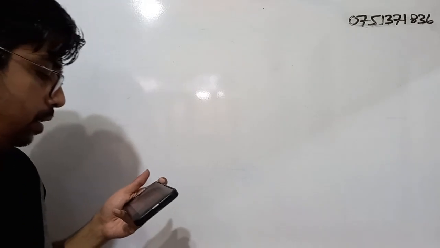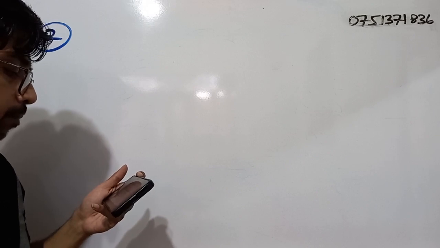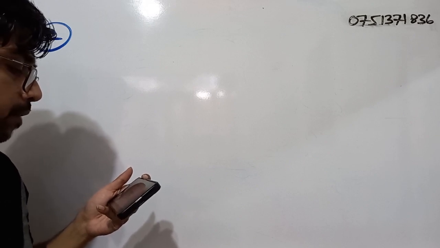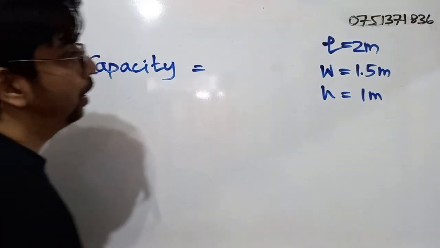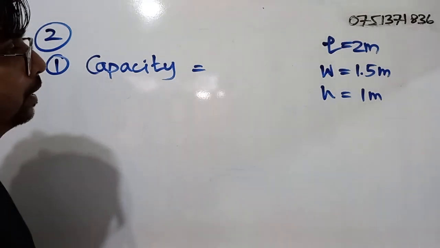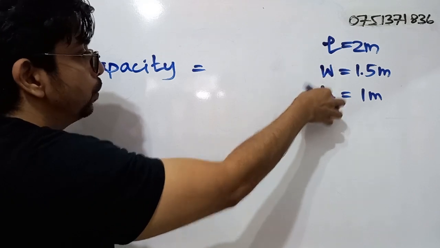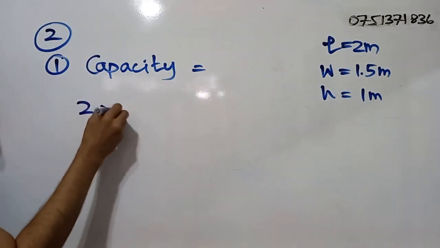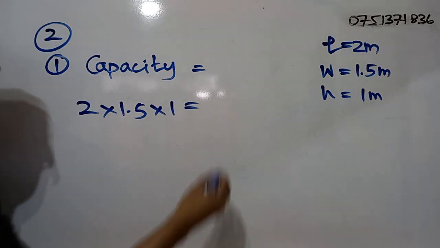So there are several questions under that main question. First part, express the capacity of the tank in liters. Okay, so I have written down the dimensions of the tank. So we have to calculate the capacity. So simply what do we have to do? Length into width into height, right? So 2 into 1.5 into 1. So what will it be?